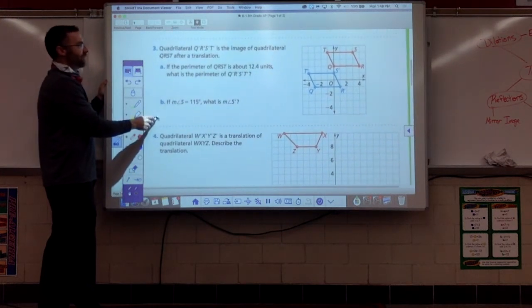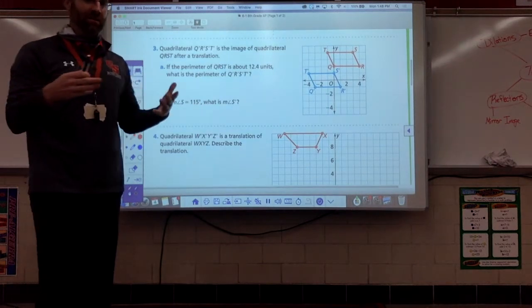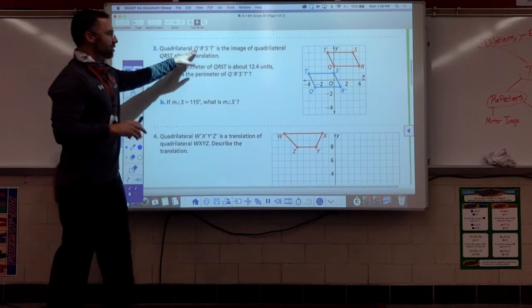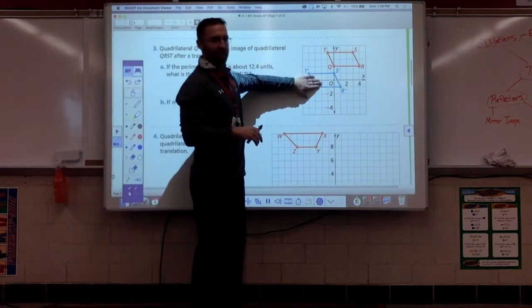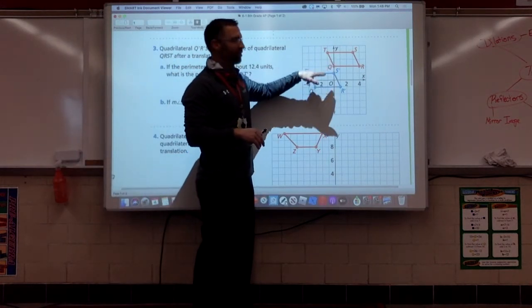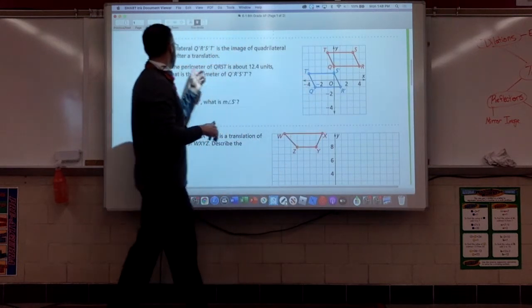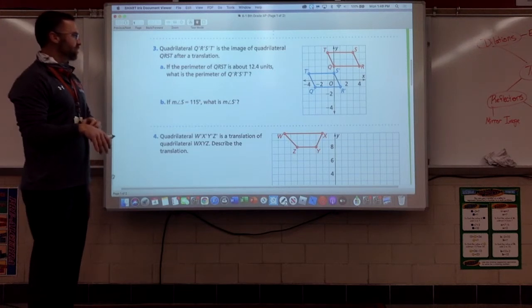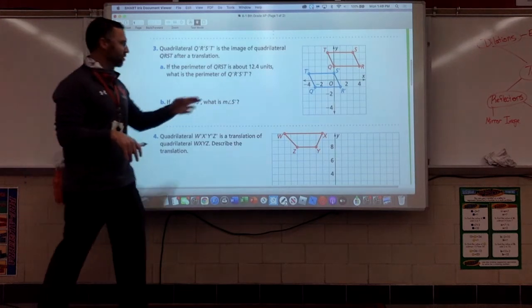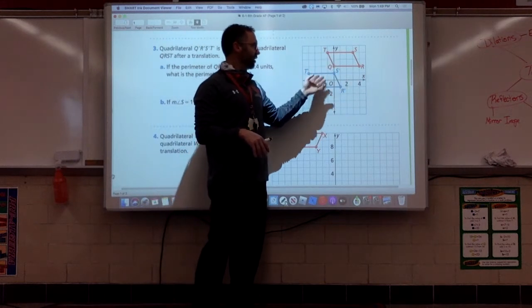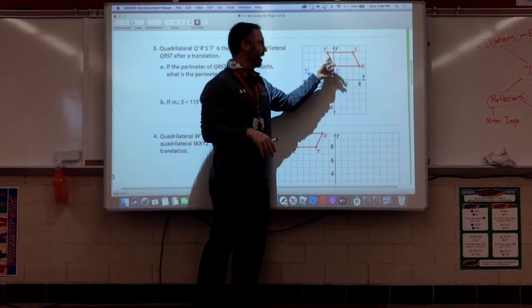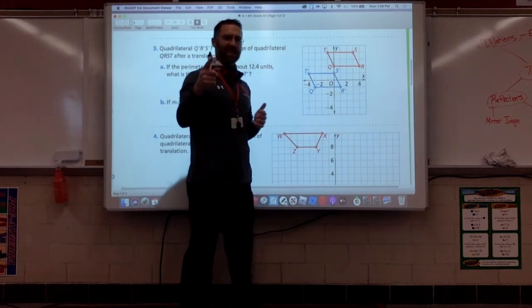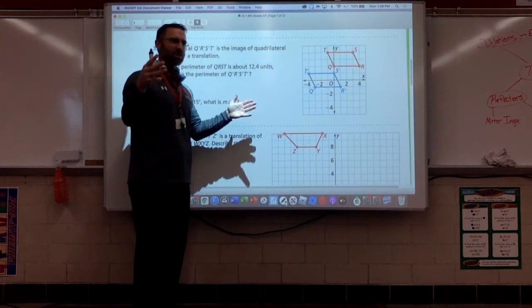Okay, number 3. Now this just goes back to the properties of translation. Size, shape, orientation do not change. Quadrilateral. It's saying the blue figure is an image of the red figure, the original. It says if the perimeter of QRST is about 12.4 units, what is the perimeter of the image of QRST? So if the distance around was 12.4 units, and we move it, and it's the same size and same shape, what's the perimeter going to be?